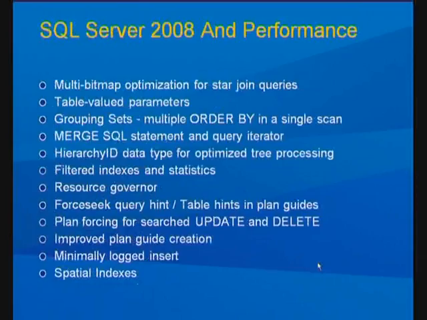Filtered indexes and filtered statistics. If you have a column that contains 90% null values and you want an index, you don't really care to index the 90% null values. You may never query over those null values. A filtered index is a create index statement with a where clause. You decide what part of the table you want to index. Filtered statistics work the same way. I'm going to be able to only get statistics for that part of this table which I'm interested in.